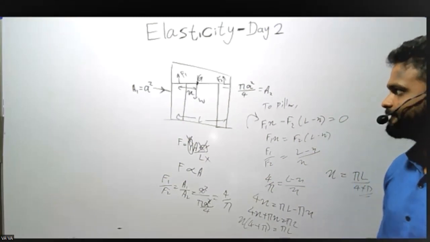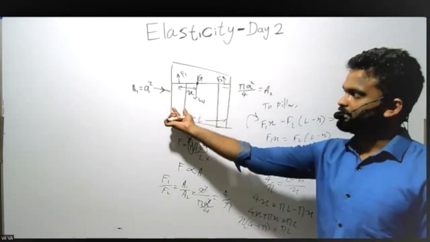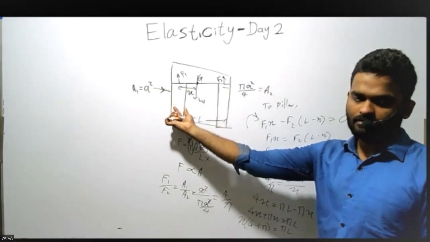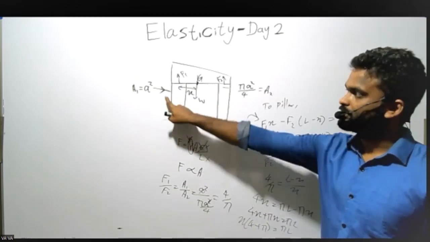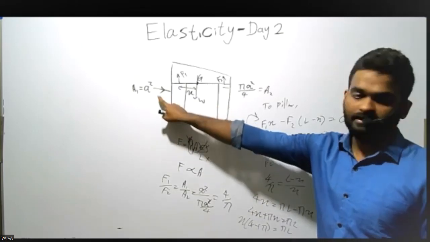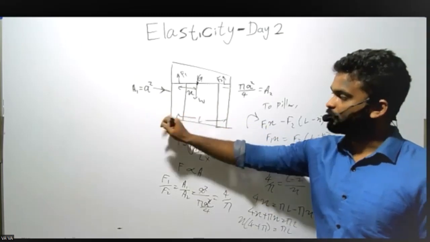Ratio of area. This is a square cross section. This is a circular cross section, right? So for the circular cross section, this is the square cross section.